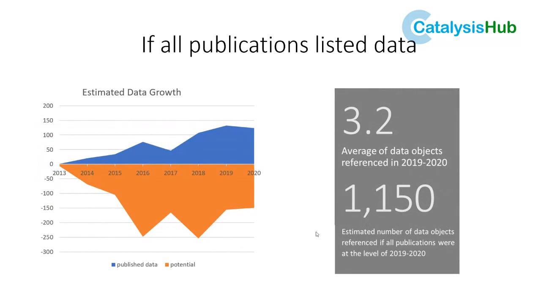Because in the last 2 years, the number of data objects referenced per publication is about 3.2. So if all the publications had this same average number of published data, we would be talking about 1,150 objects in total. And this is just a very conservative estimate, because normally a complete data set is much larger than that.